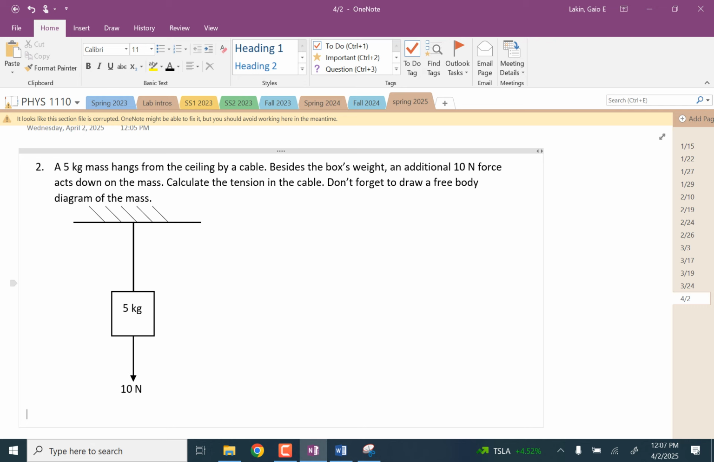So you want to draw the free body diagram. And then every force in the free body diagram goes on the left side of the equation. Set the acceleration equal to 0, and you can solve for the forces. Okay? Any other homework questions?